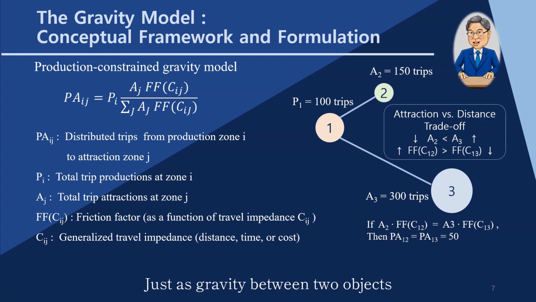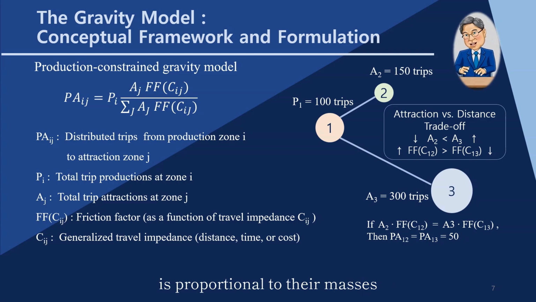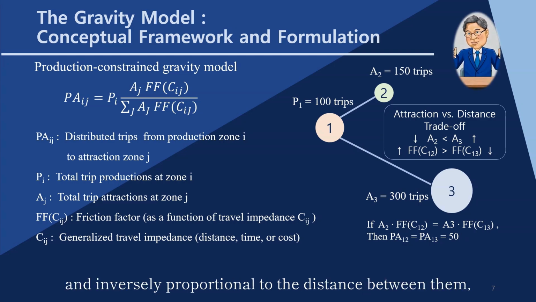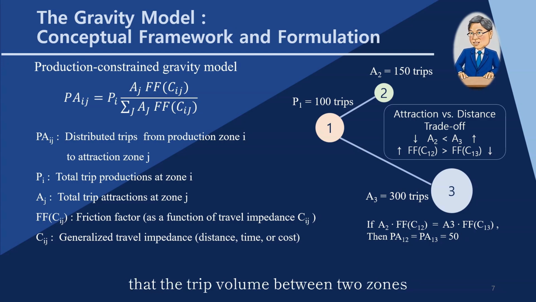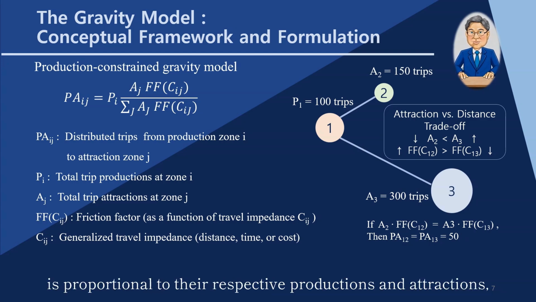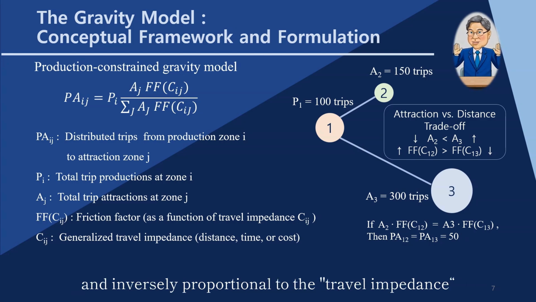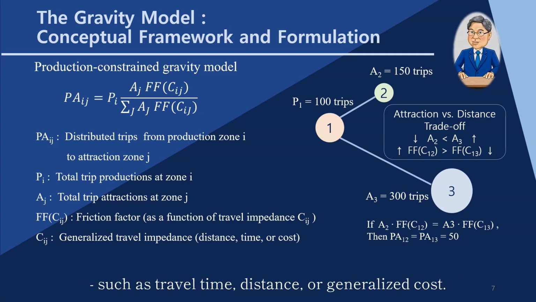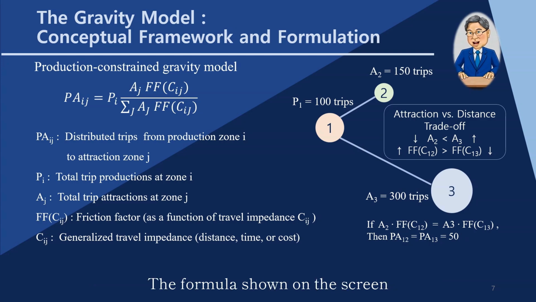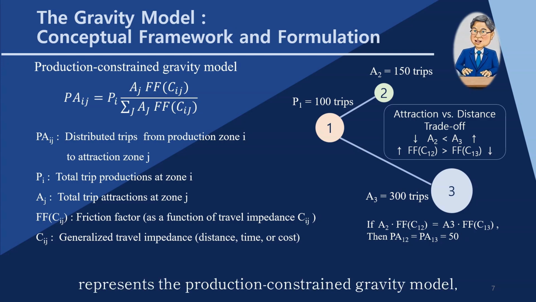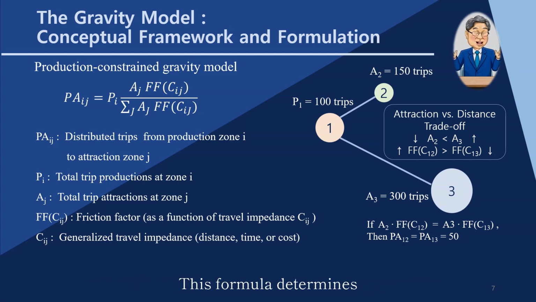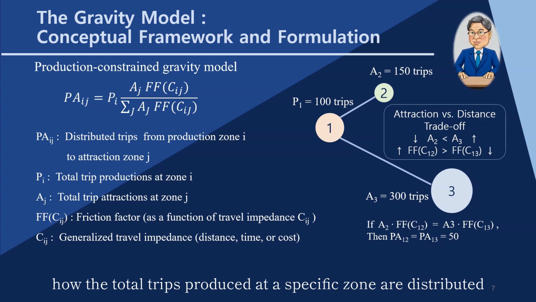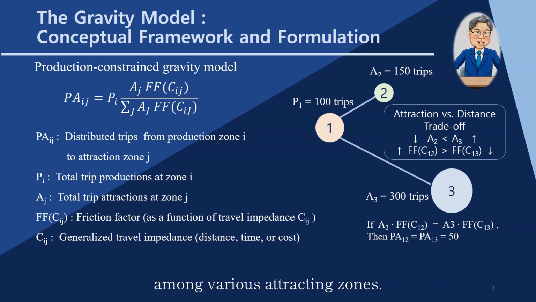Just as gravity between two objects is proportional to their masses and inversely proportional to the distance between them, the gravity model is based on the principle that the trip volume between two zones is proportional to their respective productions and attractions and inversely proportional to the travel impedance, such as travel time, distance, or generalized cost. The formula shown on the screen represents the production-constrained gravity model, which is the most widely used version in practice. This formula determines how the total trips produced at a specific zone are distributed among various attracting zones.